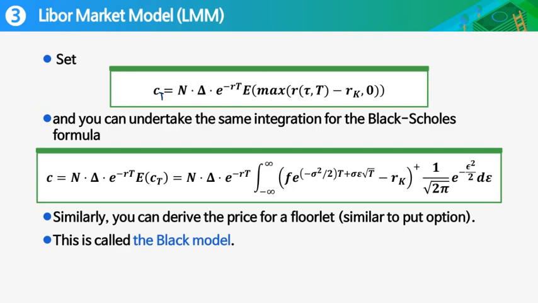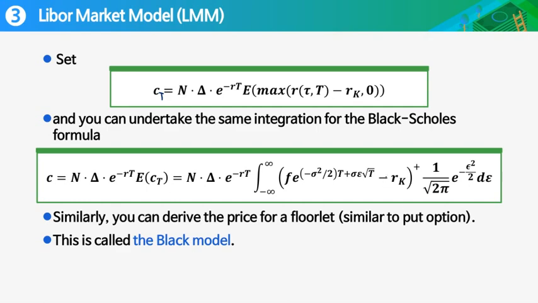Now you can undertake the same integration for the Black-Scholes formula. So this integration is C equals e^(-rT) times the expectation of C(τ), and this expectation, so integrate from minus infinity to infinity, and we need a plus over here because of the max, and then we multiply by the probability density function. The form of this one exactly looks like the integration equation of Black-Scholes, so you can just iterate it. Therefore, similarly, you can derive the price for the floor, which is similar to a put option.